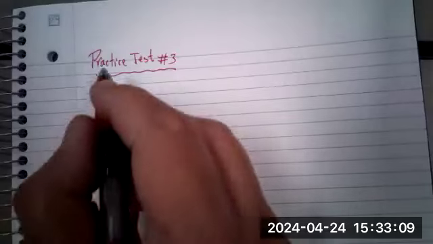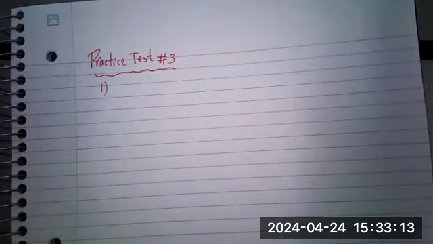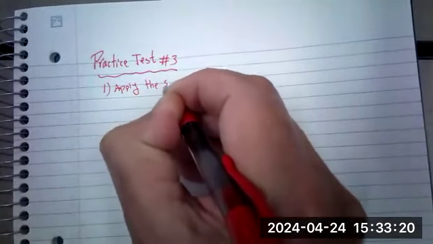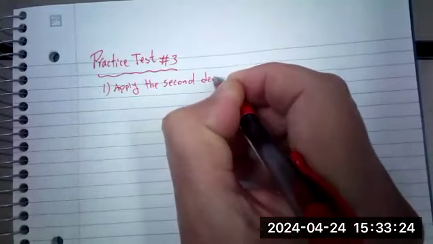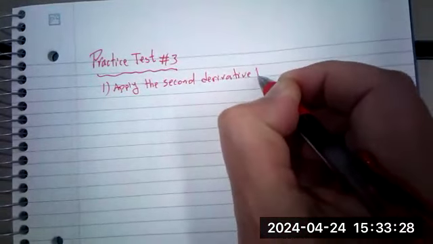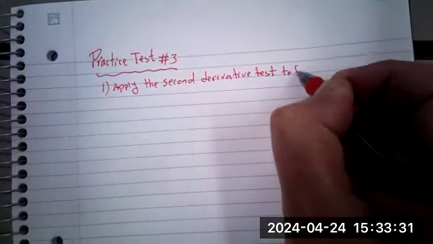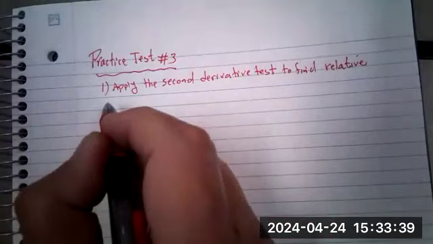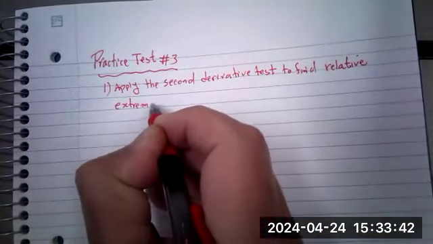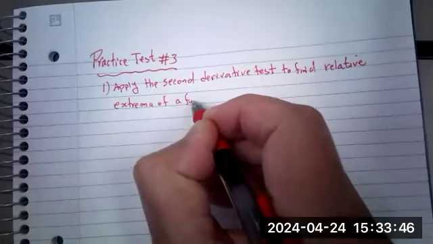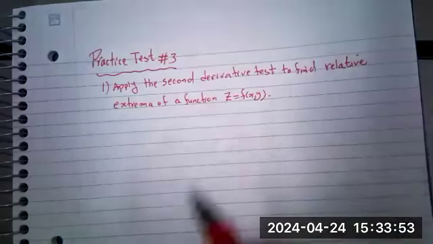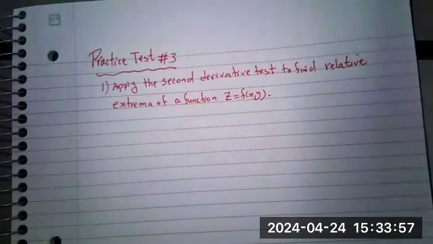Okay, number 3. The topics that are going to be covered: the first topic, we give you one problem applying the second derivative test to find the relative extreme of a function z equal to f of x, like your quiz. Just check this one from your previous quiz.